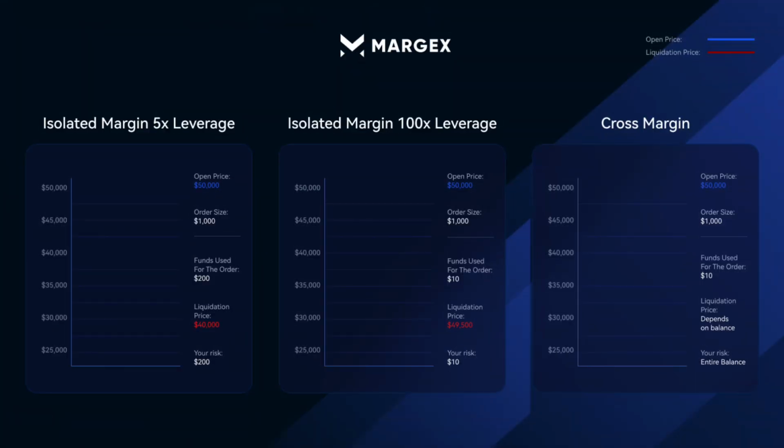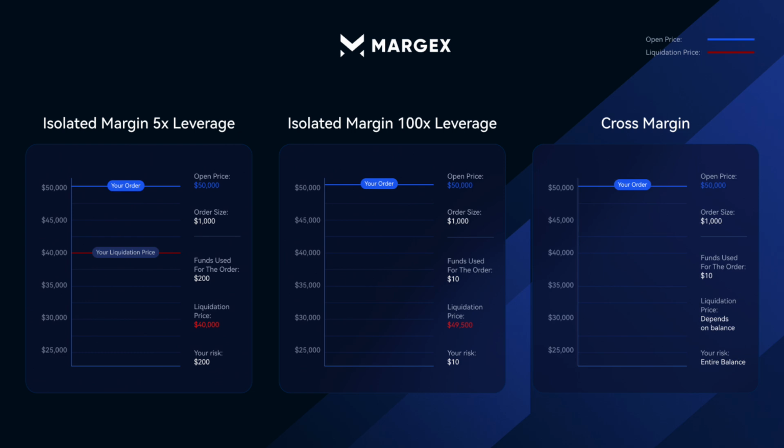What is the difference between isolated margin and cross margin? Let's compare 3 identical trades and their liquidation prices. Each trade has a size of $1,000 and is opened at the same price of $50,000. First trade, isolated margin with 5x leverage. With lower leverage, such as 5x, more funds need to be frozen as collateral for the trade. As a result, the liquidation price will be far from the entry point, reducing the risk of quickly losing your entire investment in case of unfavorable price movements.